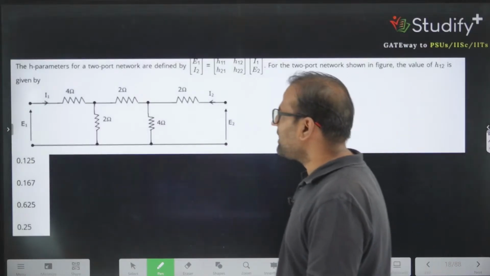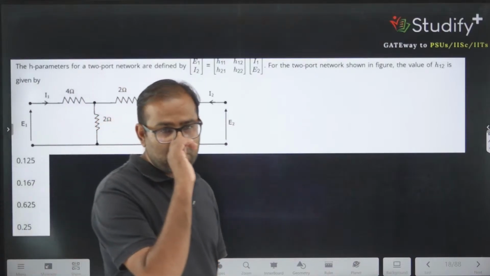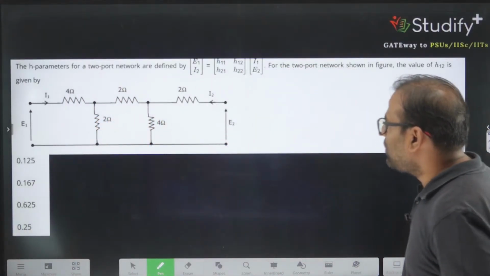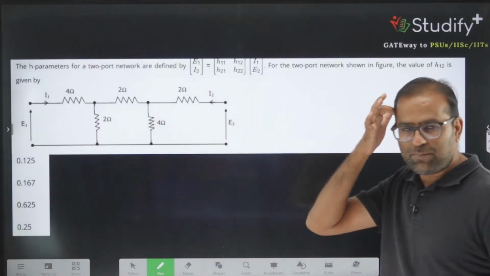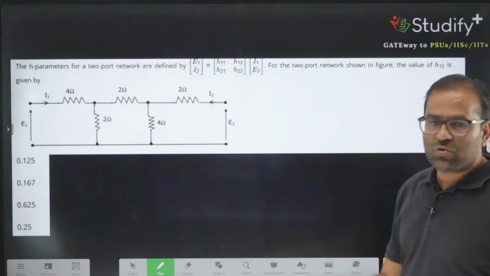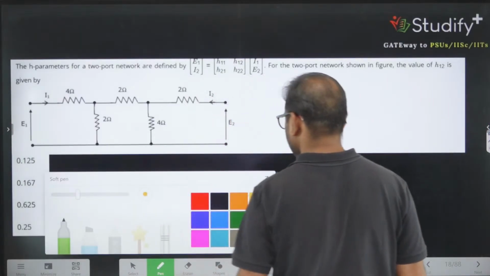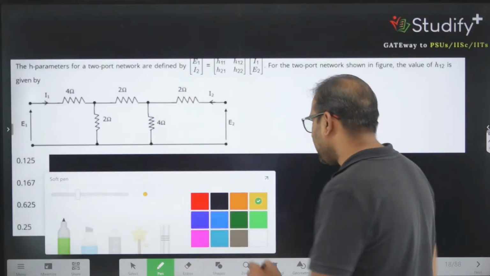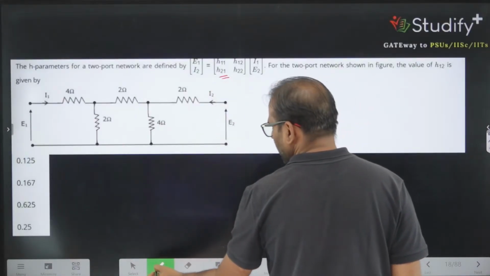This is a previous year question and they are asking about the H parameter model. They are asking the H parameter model for this network. E1 and E2 are the two voltages given. I1 and I2 are the currents at the input terminal and output terminal. For this, calculate the H21 parameter. And they have given the definition of the H parameter also. So we are interested in this parameter, H21, so we only need to write the second equation.